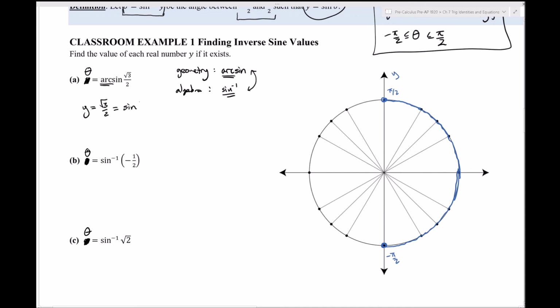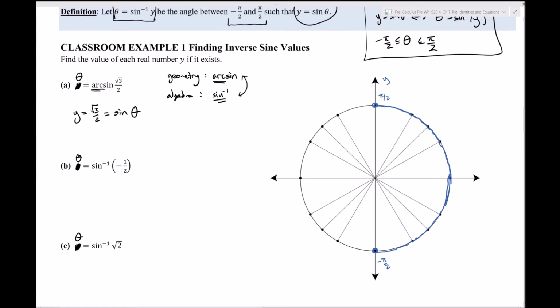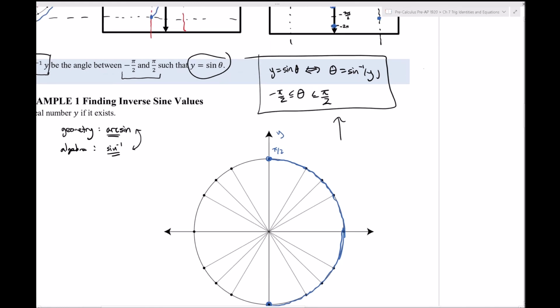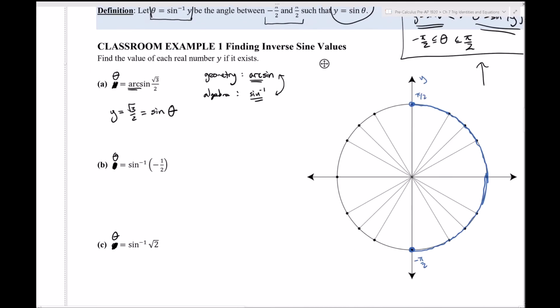And we're looking for the angle theta that makes the y-coordinate equal to square root of 3 over 2. So where did I get that from? I'm using this right here, the very first line. If y is equal to sine theta, then theta is equal to sine inverse of y. So we started here: theta is equal to sine inverse of some y quantity, then sine of theta is equal to the y quantity. So sine of theta is equal to this quantity, square root of 3 over 2.